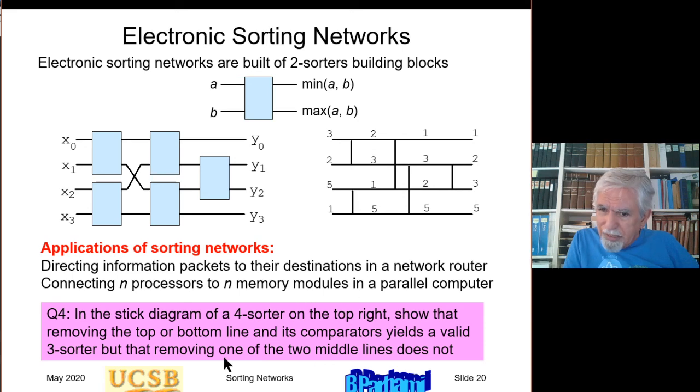So here I'm also asking you to show that if I remove this line, the second line, or the third line, one of the middle lines, and the comparators connected to it, this one, and this one, then the result is not a valid three sorter. So I can get a valid three sorter from this by removing the bottom line or the top line, but not by removing this line or this line, the middle lines. Okay, that's all I wanted to say about sorting networks.